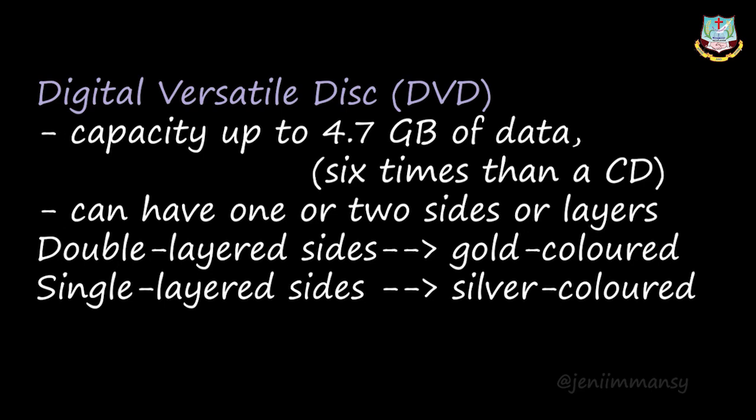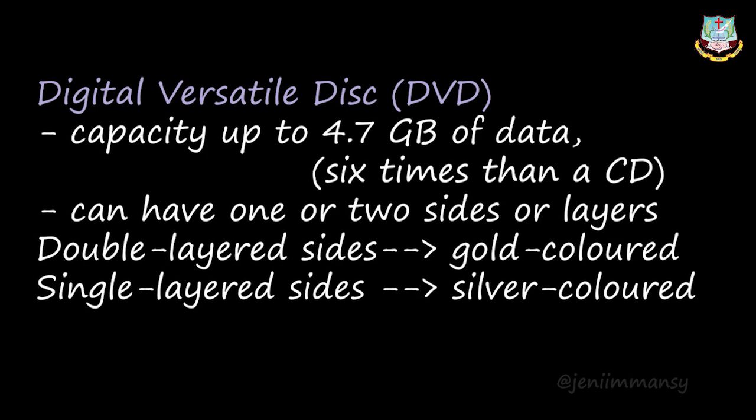This disc can have one or two sides, and one layer or two layers. The number of sides and the number of layers determine the capacity of the DVD, that is, how much data it can hold. If it is double layered, it will usually be gold colored. If it is single layered or single sided, it will usually be silver colored.